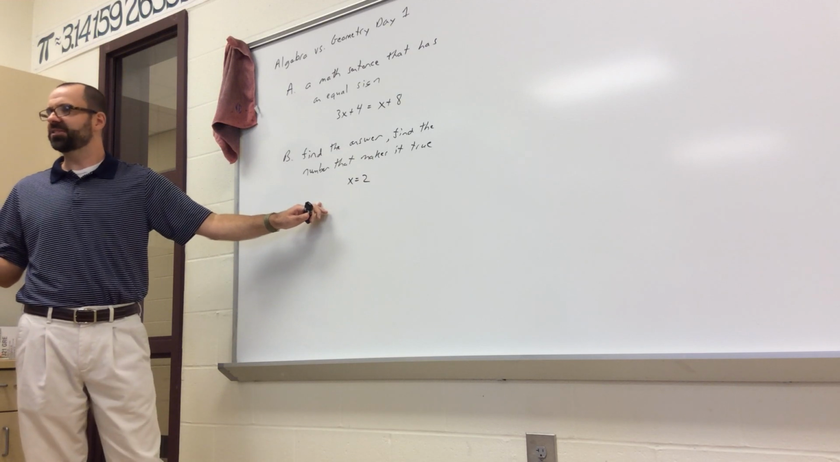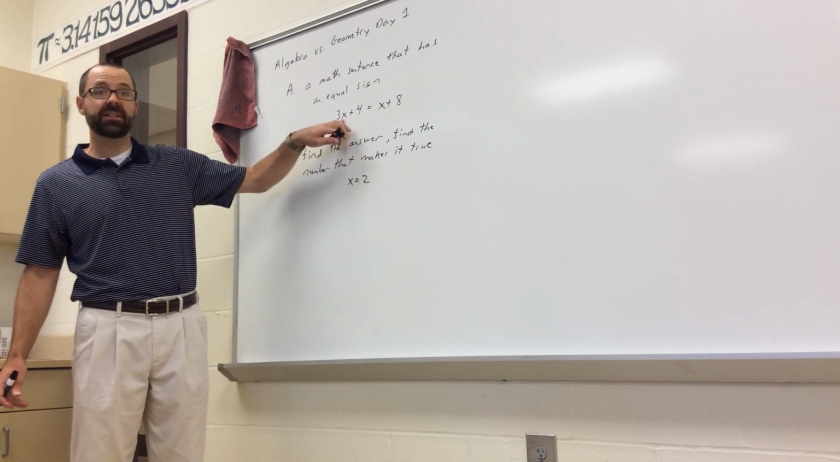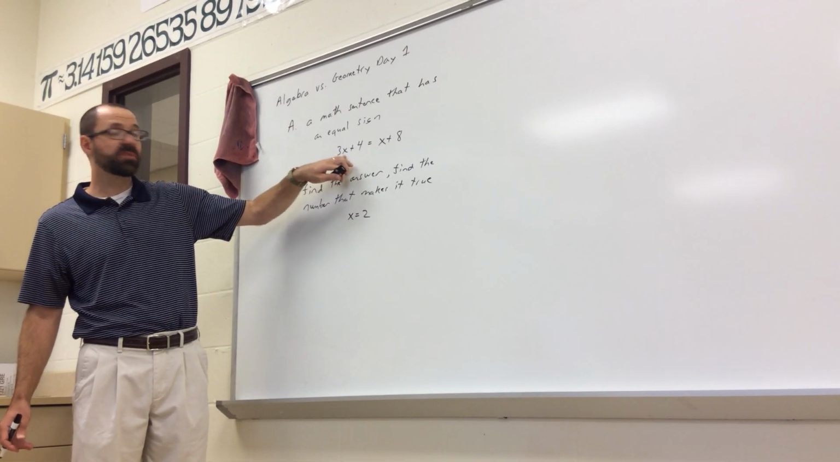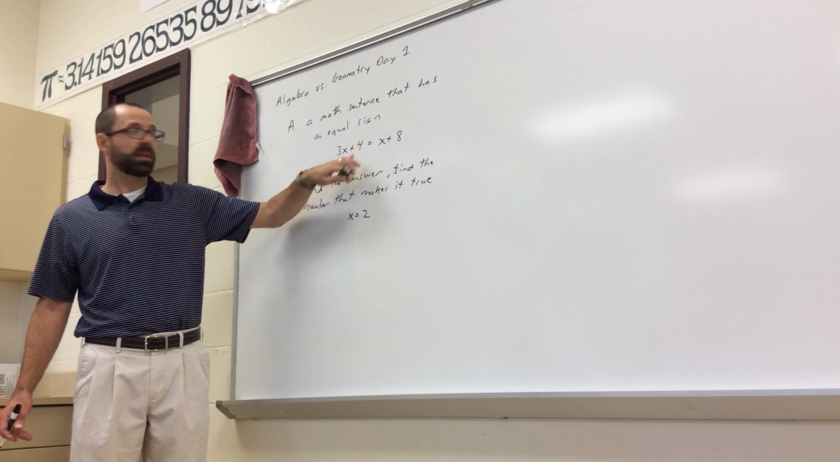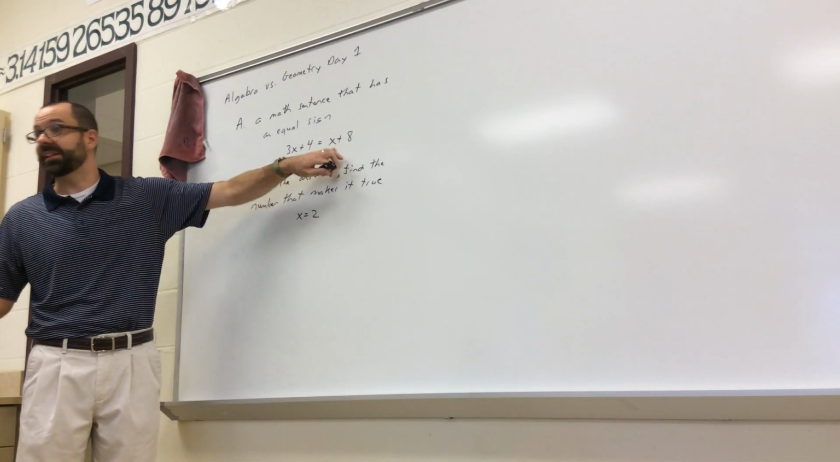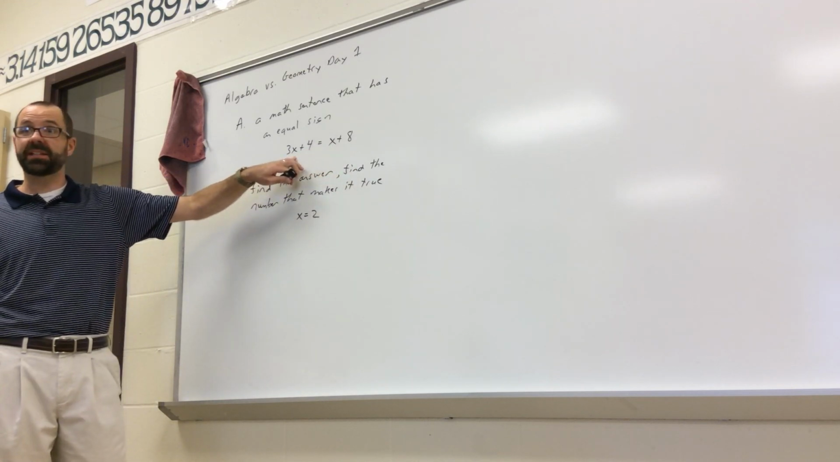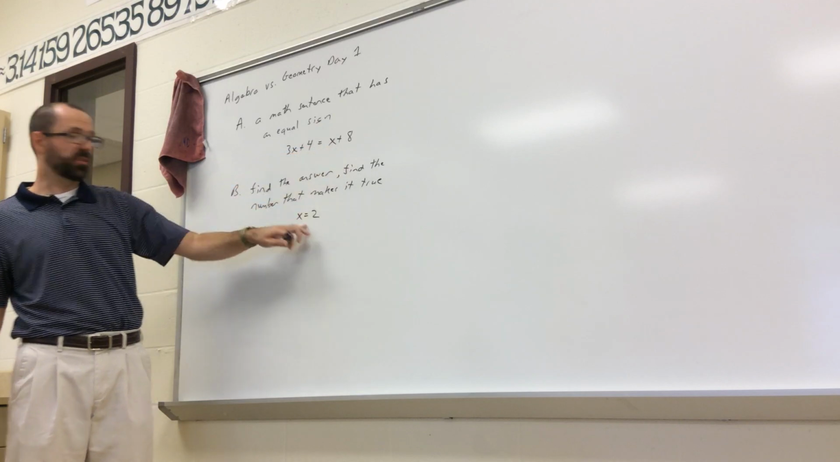And so to check, I mean, it is right, but just to show you, you could plug the 2 back in here, right? And that would be 3 times 2, which is 6. And then 6 plus 4 is 10. And then 2 plus 8 is also 10. So if you plug a 2 into this side, you get 10. If you plug a 2 into that side, you get 10. And so it makes the equation true, because 10 does equal 10. So this is the correct solution.